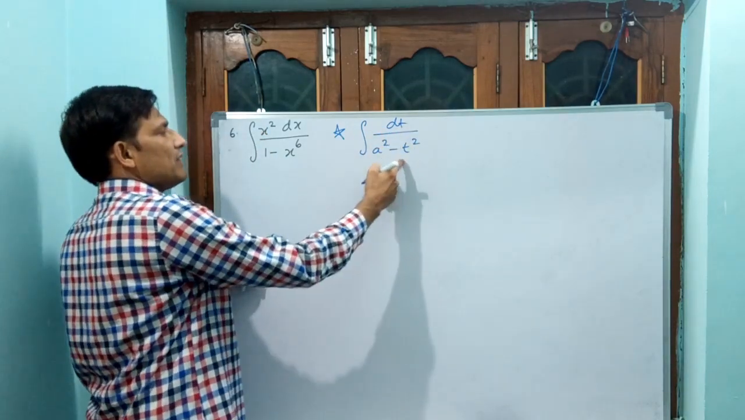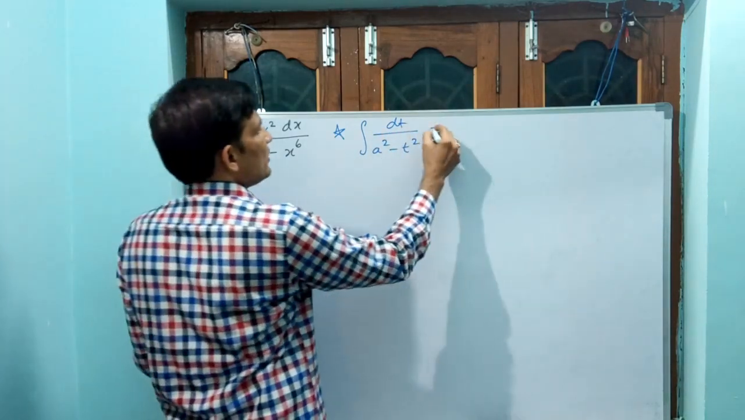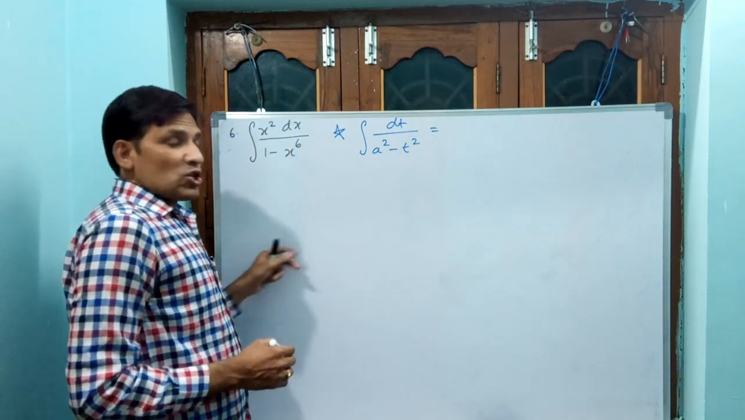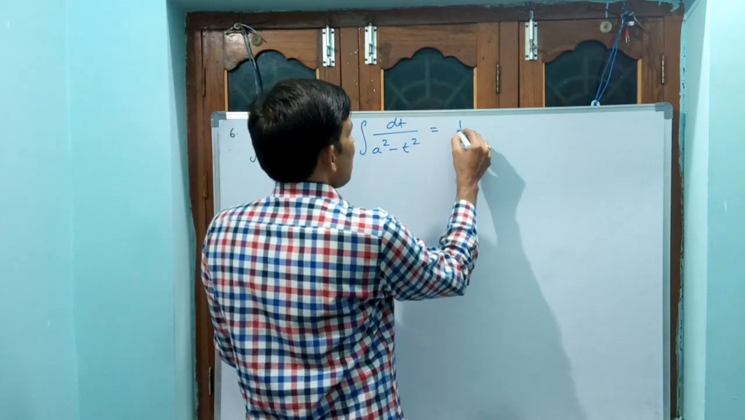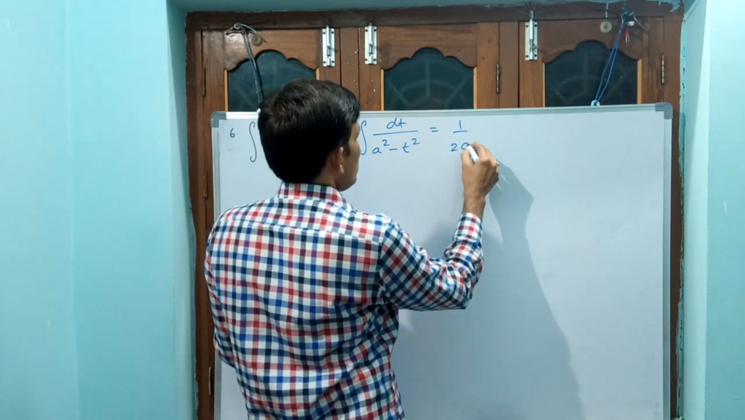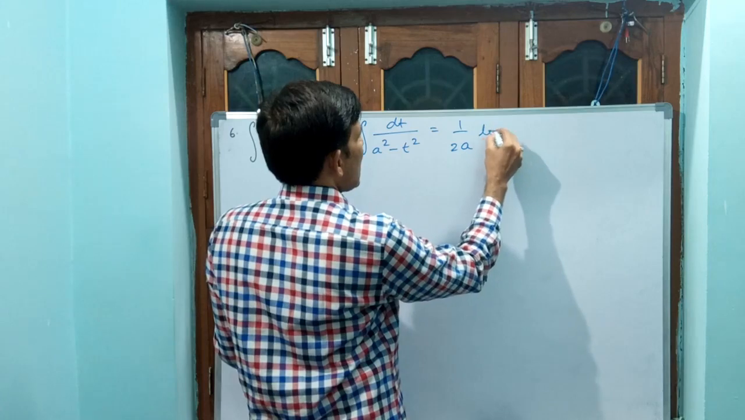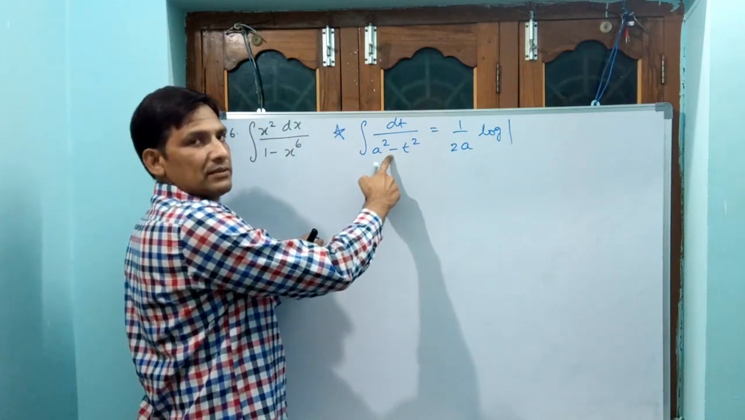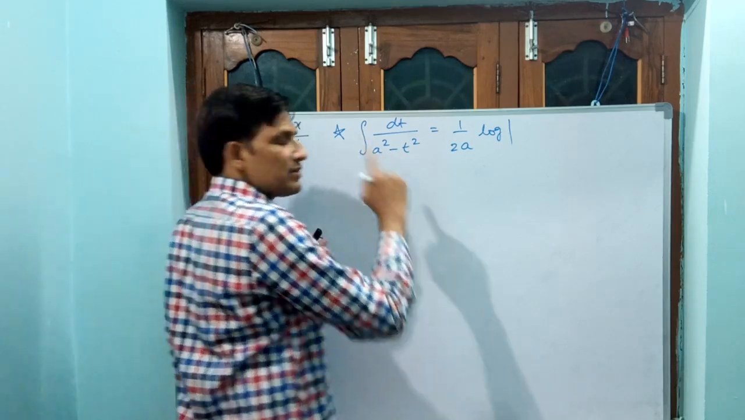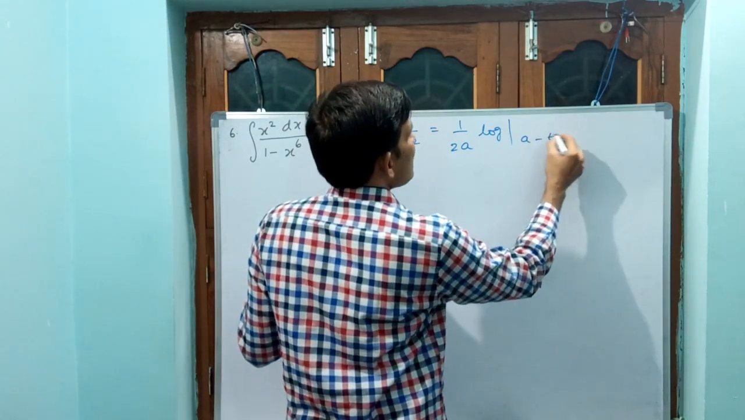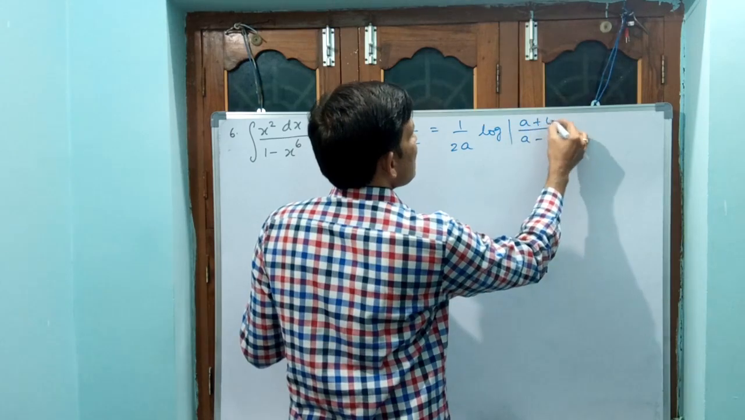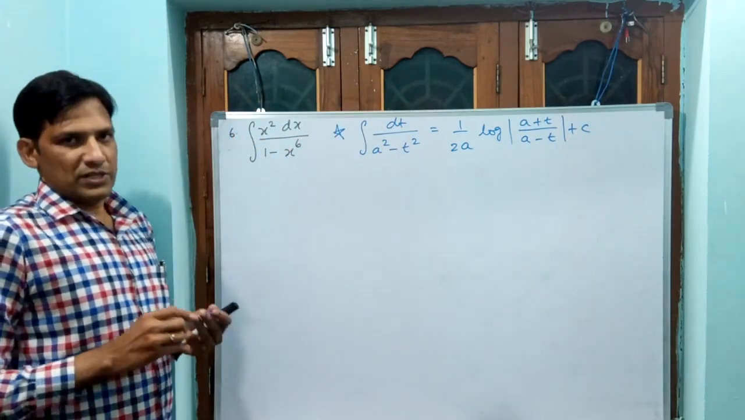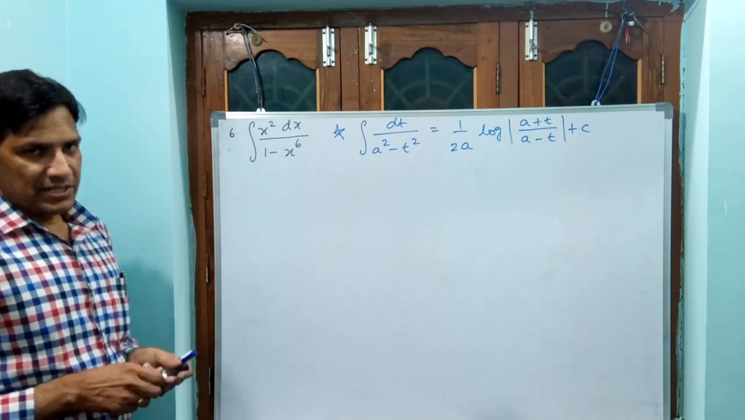Why? Because t means t will come. a square minus t square is equal to, okay, see here the square root is not there, that means 1 by 2a will come: 1 by 2a log, you see t has got a negative sign, that means a minus t will come in the denominator, a minus t in the denominator, then a plus t in the numerator, plus c. This is the formula for this question. Okay. Now you compare and adjust.